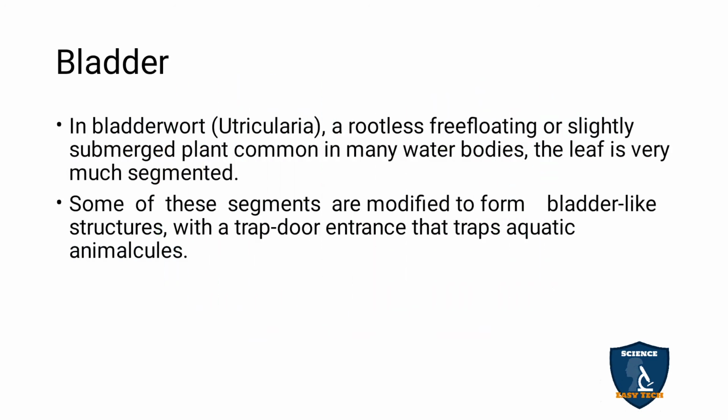Next, the bladder. Utricularia. This is a rootless, free-floating, submerged plant with many segments. It uses bladder-like structures to trap aquatic animalcules. This is also an insectivorous plant. It traps the animalcules in the bladder-like structure, which is the modified segment of the leaf.